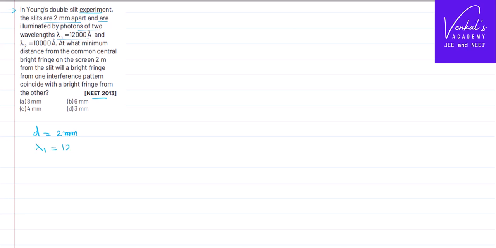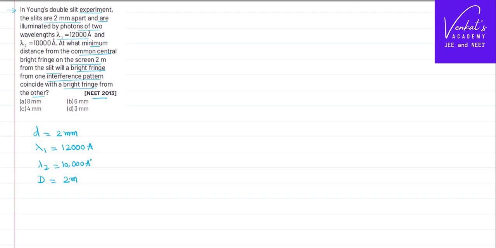First with a wavelength of 12,000 angstrom. Again, the second time, with a wavelength of 10,000 angstrom. They are different cases, right? At what minimum distance from the common central bright spot on the screen, 2 meter, that is, the screen is at a distance of 2 meter from the slit, will the bright fringe of one interference pattern coincide with the bright fringe of the other?